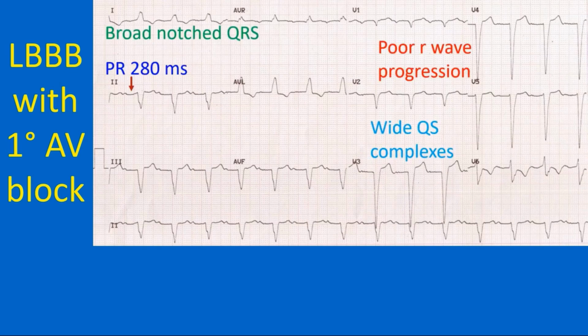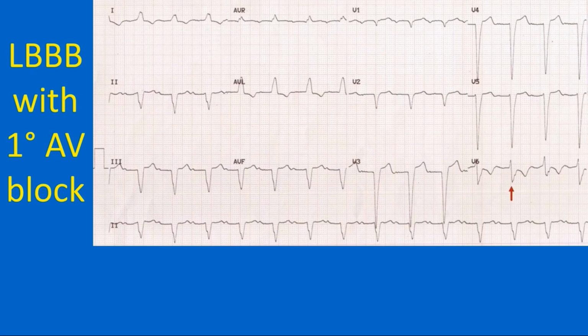First degree AV block in this ECG is manifest as the prolonged PR interval of 280 milliseconds. LBBB is manifest as broad notched QRS complexes in lead 1 and aVL. The poor progression of R waves and wide QS complexes in anterior leads are also consistent with LBBB. But V6 is not showing a wide notched predominantly positive QRS complex. This disparity between V6 and lead 1 is often seen when the QRS axis is leftward in LBBB. Inferior and anterior leads are showing a pseudo infarction pattern which is common with LBBB.